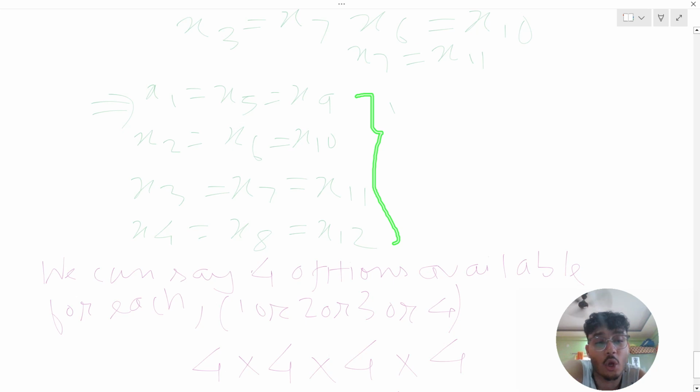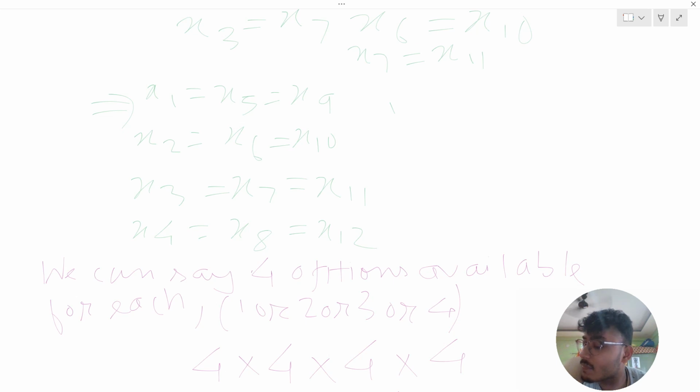So basically my first box, fifth box and ninth box contain the same number of balls. Similarly, second box, sixth box and 10th box contain the same number of balls. Third box, seventh box and 11th box contain the same number of balls. Fourth box, eighth box and 12th box contain the same number of balls.